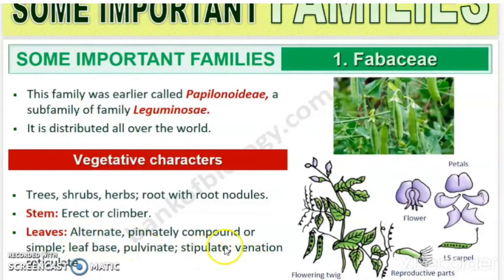And coming to stipulate, stipulate is nothing but at the arising point below the leaf base, they will bear two lateral small leaf-like structures which are called stipules, right? So that is why it is called stipulate. And venation, they have reticulate venation. We know that there are two types of venation. One is parallel venation, the other one is reticulate venation. A network-like design is called reticulate venation.